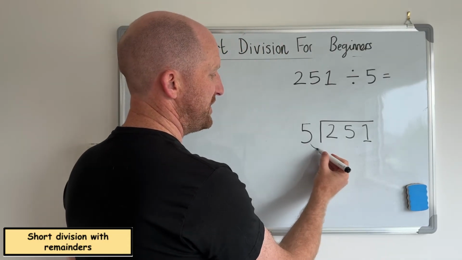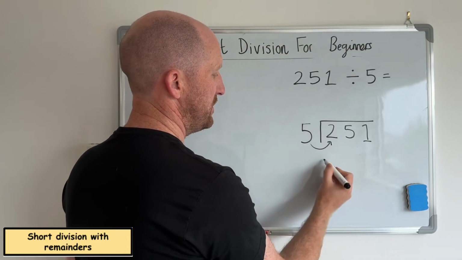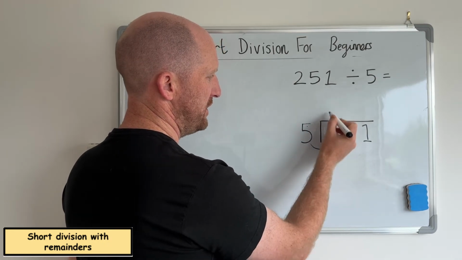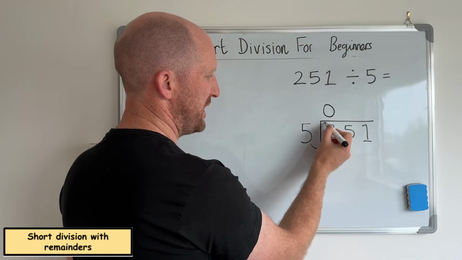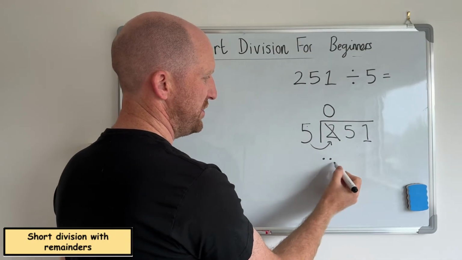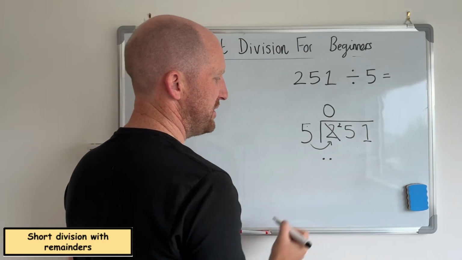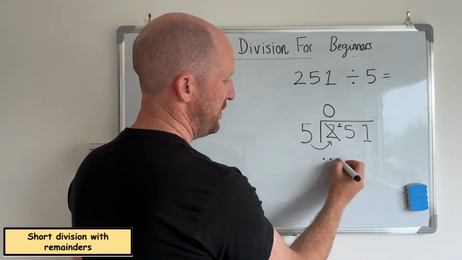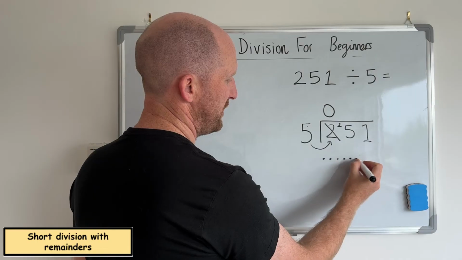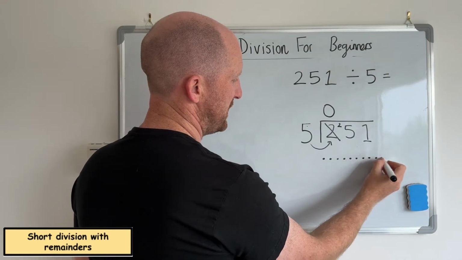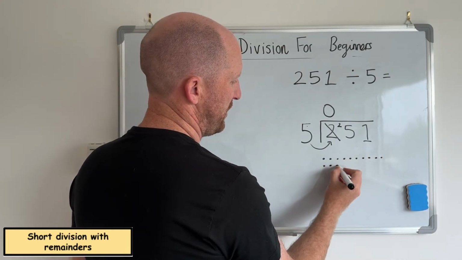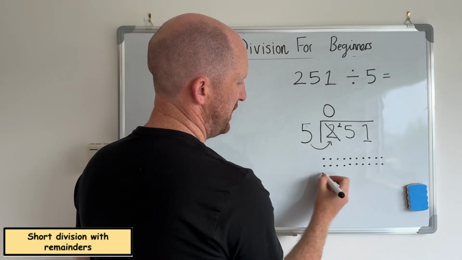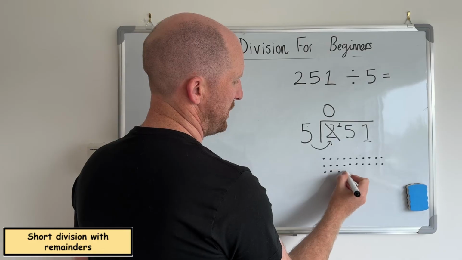How many 5s in 2? So I've got 2, and I need a group of 5. So there are no groups that I can make. So that 2 is going to move on to the next number. So now I've got 25. So 1, 2, 3, up to 23, 24, 25.